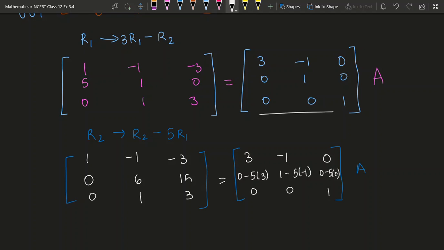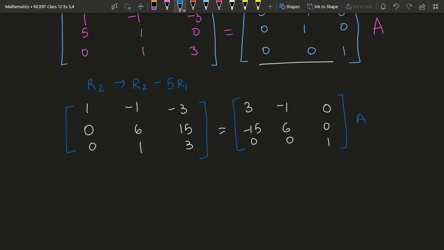Okay. And here on the second matrix, you have 0 minus 5 times 3, so -15. And 1 minus 5 times -1 is 1 plus 5, and that's 6. And in the third entry here, you have 0 minus 5 times 0, that's 0. And so that's it for this operation that you did. So far so good.